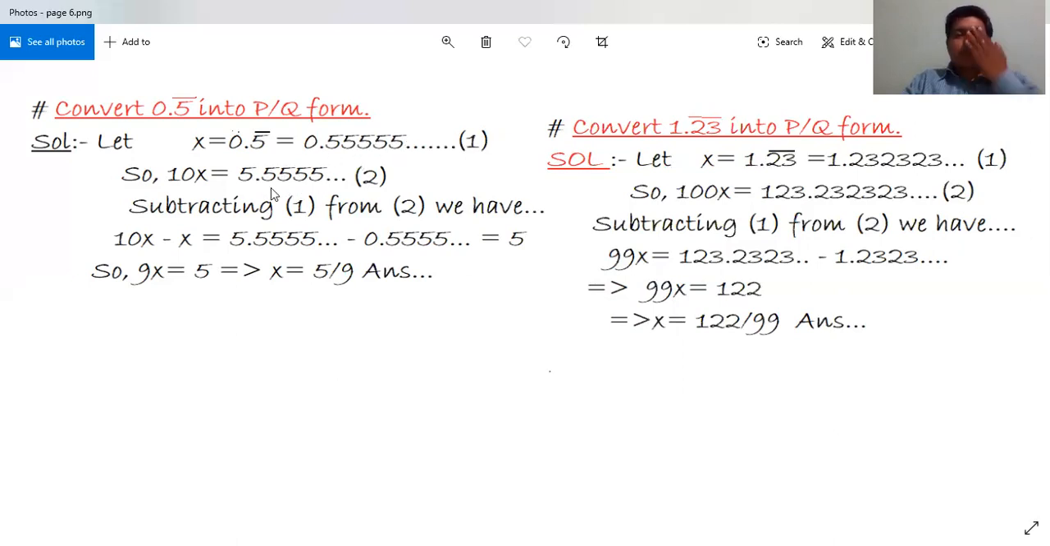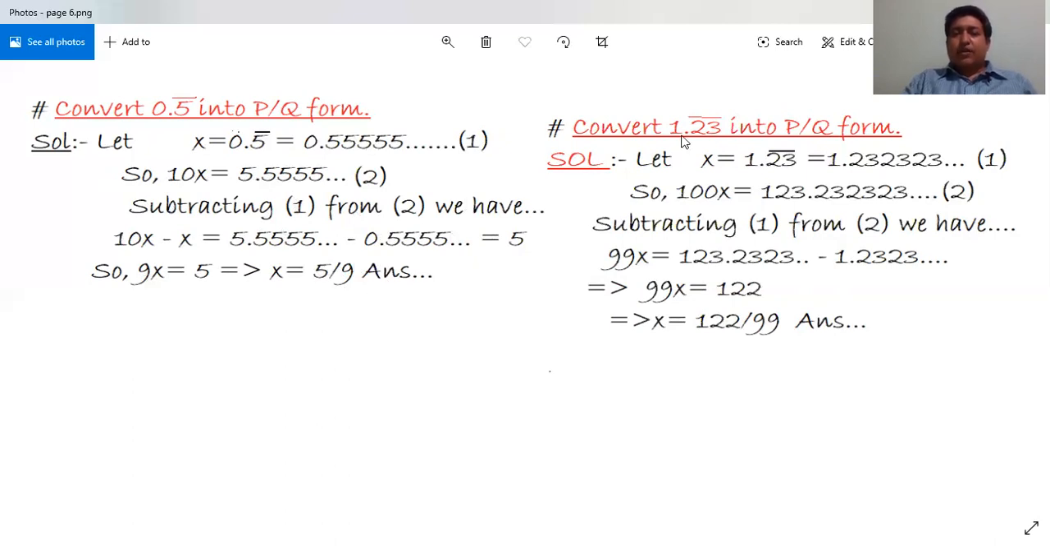Since you have to get a whole number without decimal, now you have to subtract equation 1 from equation 2. So we have 10x minus x, which is equal to 5.5555 minus 0.5555. On the left hand side we get 9x because 10x minus x, and on the right hand side the answer is 5. So 9x is equal to 5, so x is 5 by 9. So the required answer is 5 by 9.